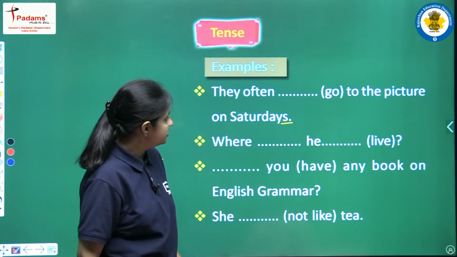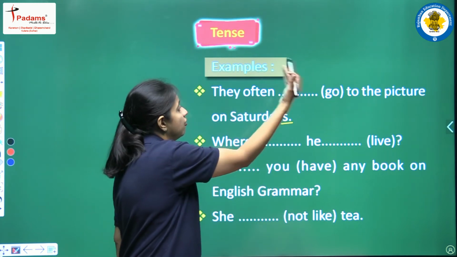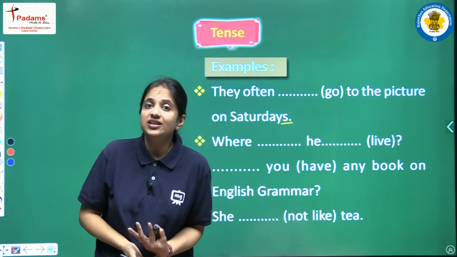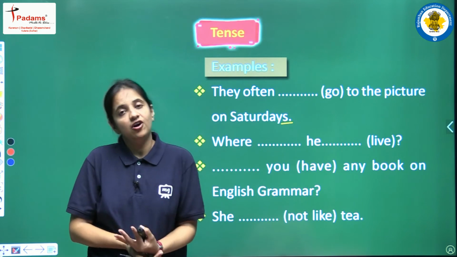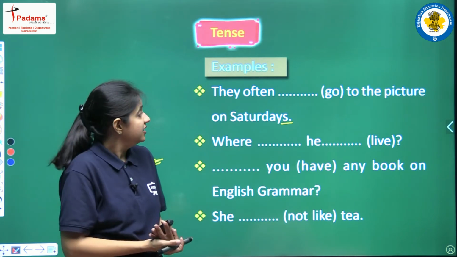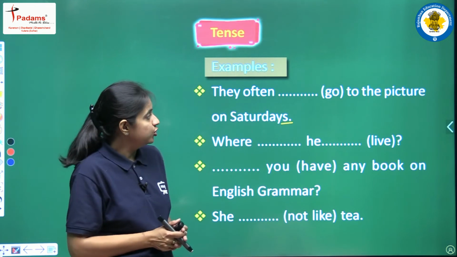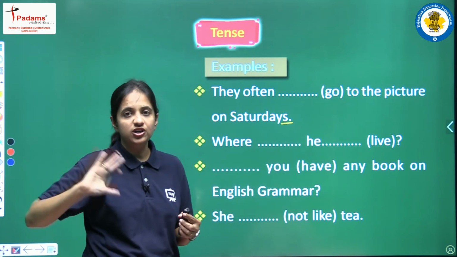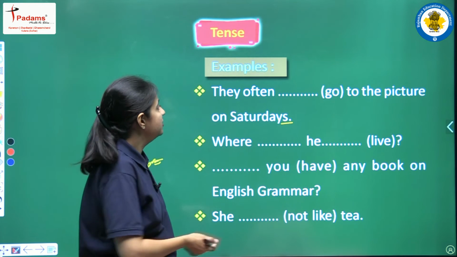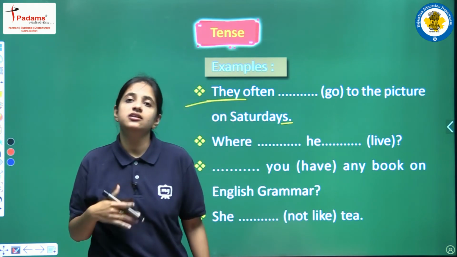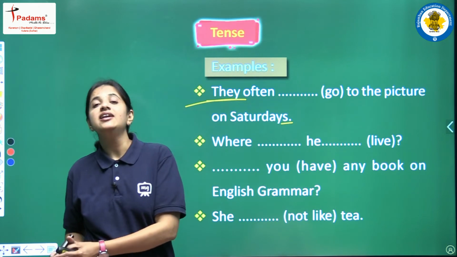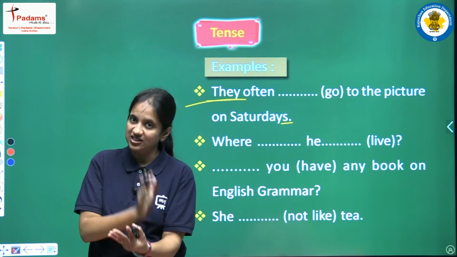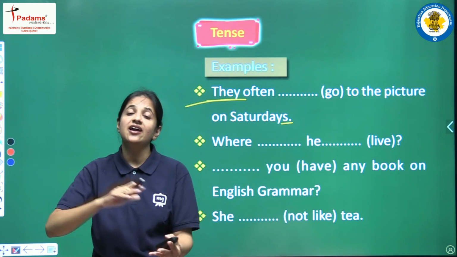Okay, second thing is that we are having they often go to the picture on Saturday. So इस sentence में हम क्या show कर रहे हैं, we are showing the habitual thing, we are showing the daily routine of someone, we are showing the custom of someone that on every Saturday they go to the picture. Okay, so now because this is a positive sentence, we won't use a helping verb. Now just come to the main verb. So for the main verb we have to see the subject. Okay, so we are having they here, and they is a plural subject.